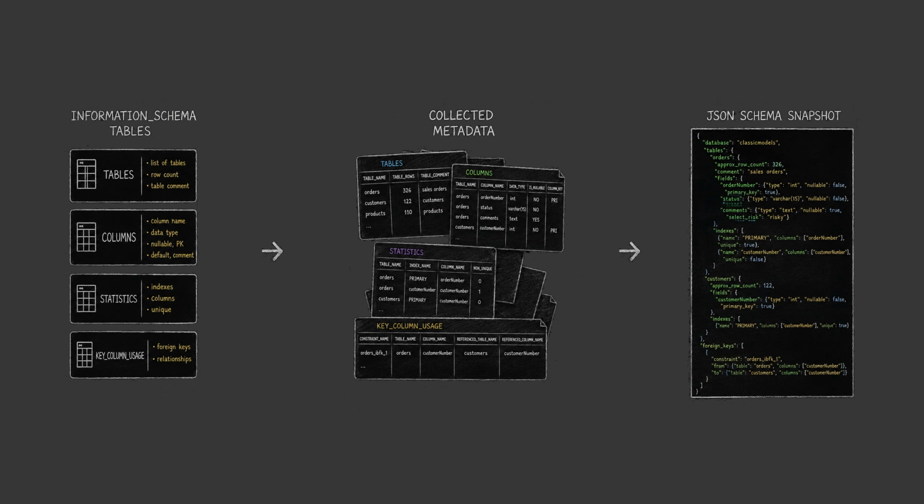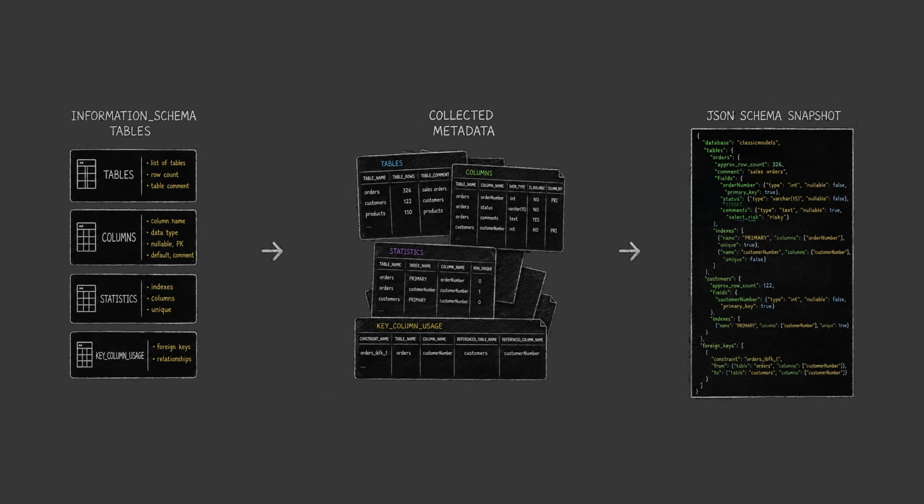Before an LLM can generate SQL, it needs database context. So the module builds a schema snapshot using information schema, the system catalog where relational databases expose their metadata. The module queries 4 information schema tables. These include tables, which provides the list of database tables. Columns describes each table structure. Statistics contains index information. And key column usage defines relationships between tables. Together, these sources provide everything needed to build a complete database schema snapshot.